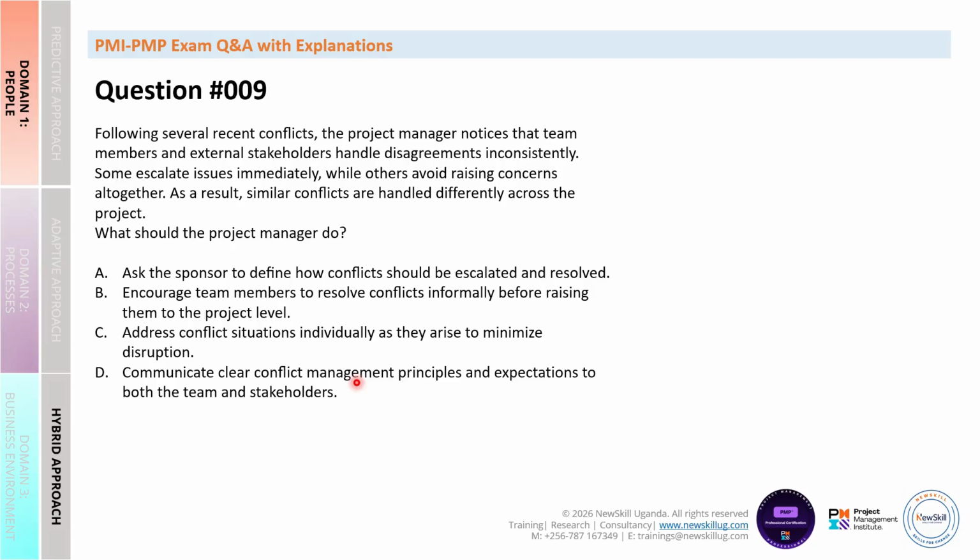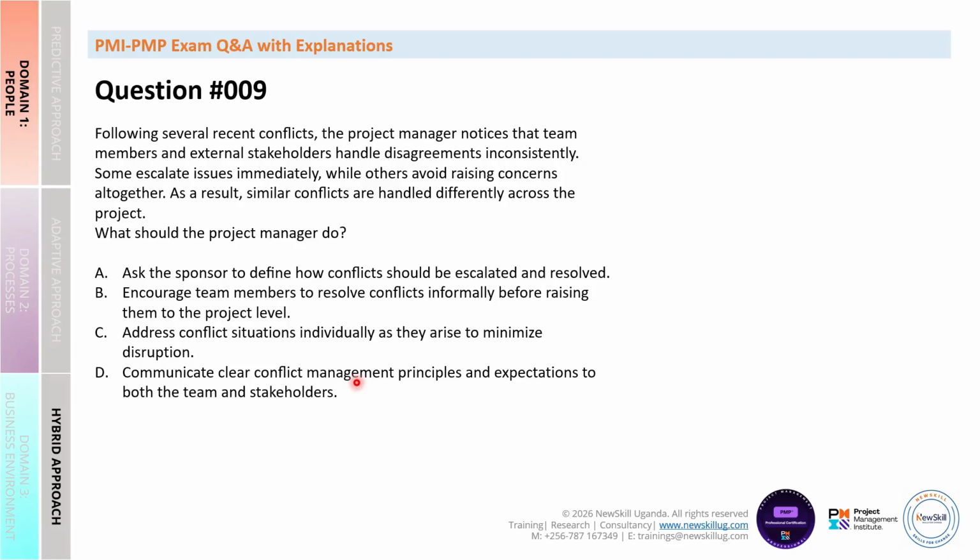Now, this question is testing your ability to recognize a systemic problem instead of treating individual symptoms. The clue is that similar conflicts are being handled differently across the project. Some people escalate immediately, while others even avoid raising those issues altogether. Now that tells us that the project doesn't have a common understanding of how conflicts should be managed.